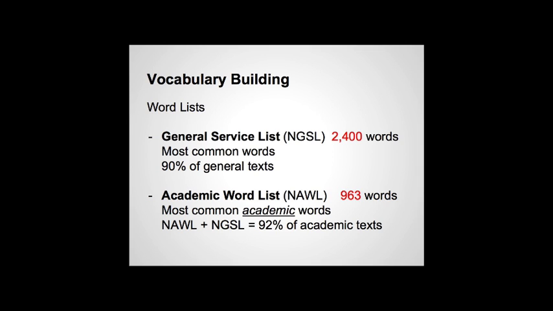There are 2 word lists that can help. The General Service Word List, called the NGSL, is a list of the most frequent 2,400 words. The Academic Word List, called the NAWL, contains 963 words that are common in academic texts. If you know both the NGSL and the NAWL, you will be able to understand about 92% of academic texts. Academic texts are things like your readings in your university classes.